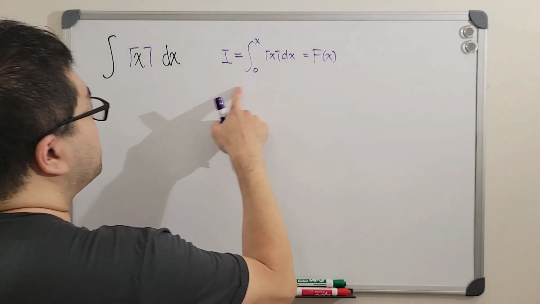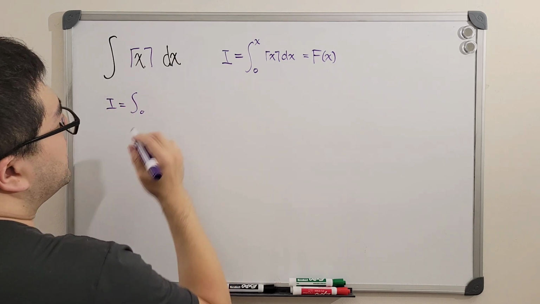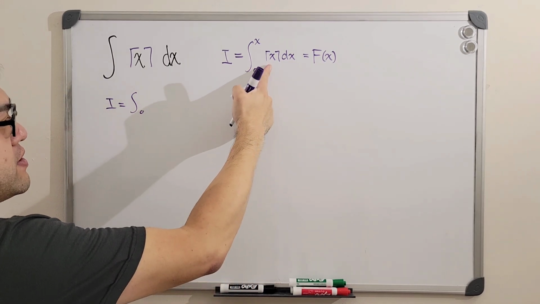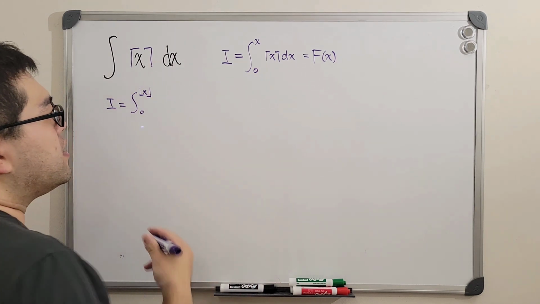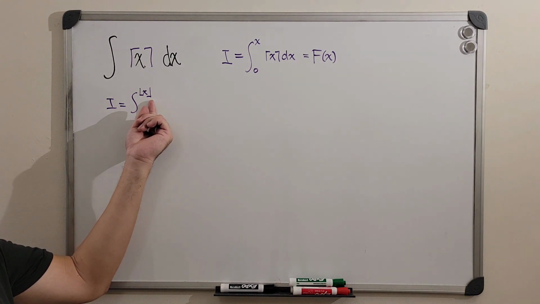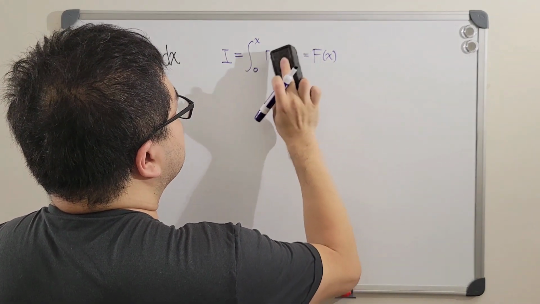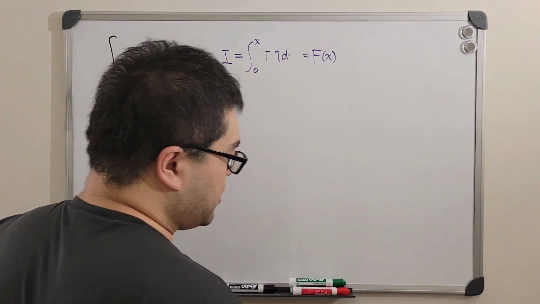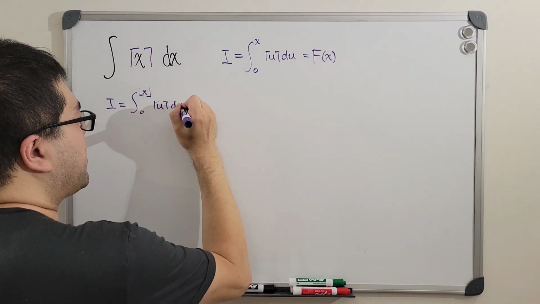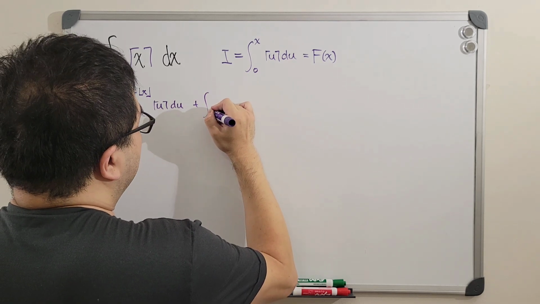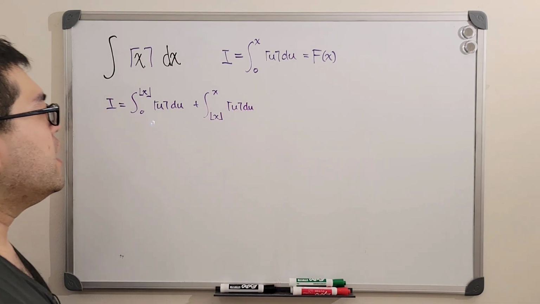This integral can be rewritten as, since we have the ceiling function here, we still take the floor function first: from 0 to the floor of x, and we cannot use the same variable dx here, it will be too confusing, so let's stick with u. So we will have the integral of ceiling of u du, plus the integral from the floor of x to x itself of ceiling of u du.